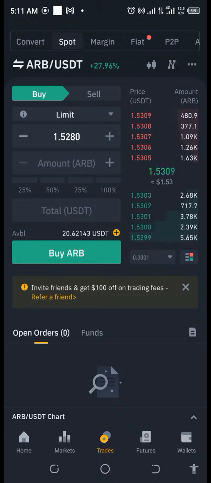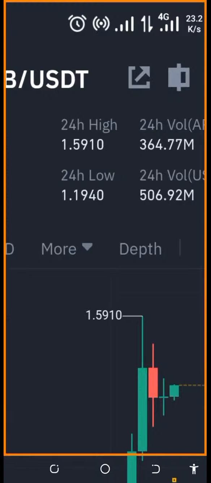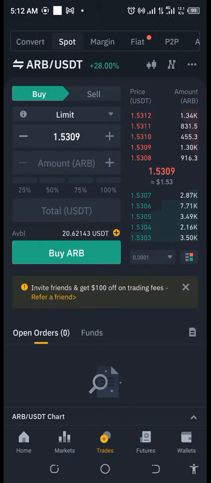Let's look at the 24-hour high. The 24-hour high is $1.59. The 24-hour low has shifted also upwards to $1.19. Just pick a very good middle space, not the extremes, right? And then make sure that you work with your target. Okay, I hope we've learned something here.